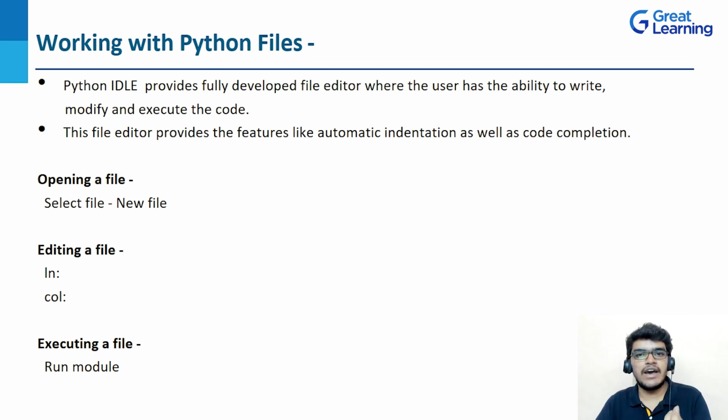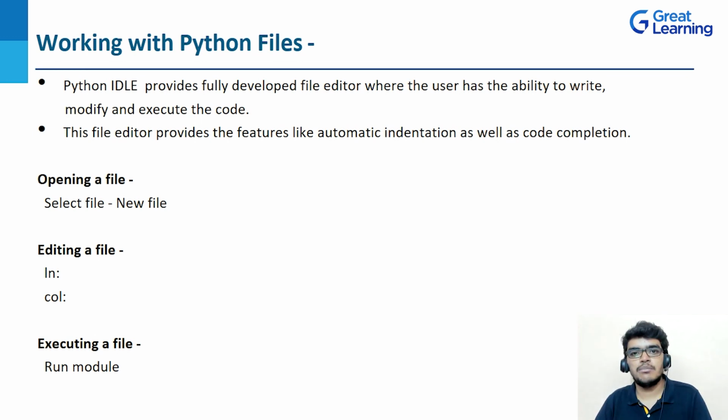Now, how to open a file in Python IDLE? Go on File, click on New File, and then the file will be opened. After opening the file, if you want to modify or edit it, then you can do it. Here you can see that in the editor it is written ln. Here, ln shows the line number where your cursor is on. Coming to col, it shows the column number where your cursor is on. Next, after understanding how to open and edit a file, how will we execute a file? There is a Run Module option which you can click and then execute. This is the basic idea about working with Python files.